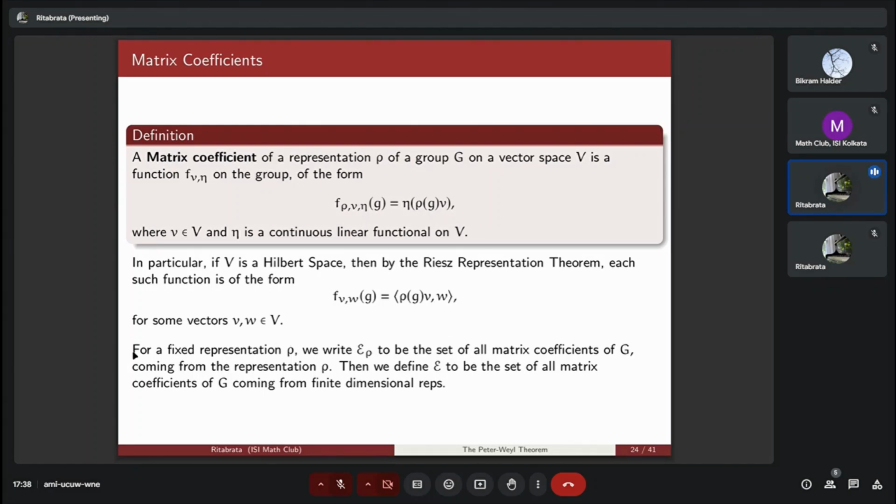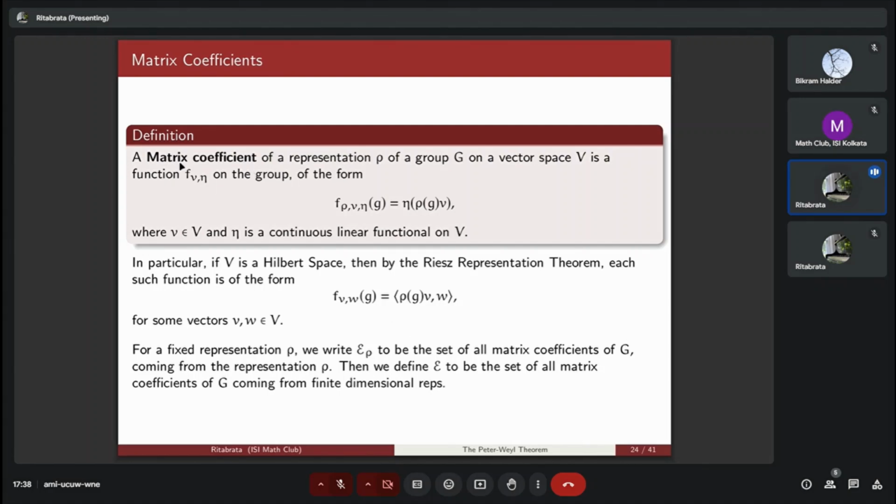Here is one definition. For a fixed representation rho, we write eta rho to be the set of all matrix coefficients of G coming from the representation rho. A matrix coefficient depends on a representation, a choice of a vector, and a choice of a linear functional. Then we define eta to be the set of all matrix coefficients of G coming from all finite dimensional representations.